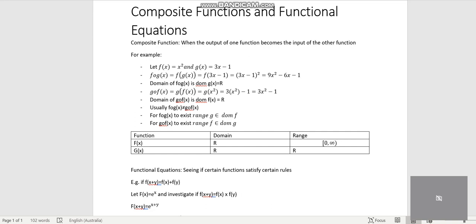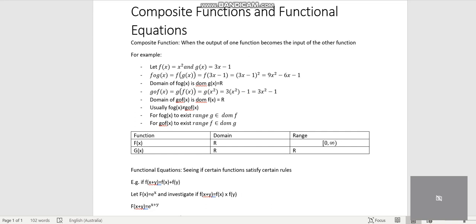Then we do the opposite, g of f of x. So you have g of f of x, inside that's g of x squared. That becomes 3 x squared instead of 3x minus 1. So you just get 3x squared minus 1. And the domain of g of f of x is the domain of f of x, which is also the real numbers.